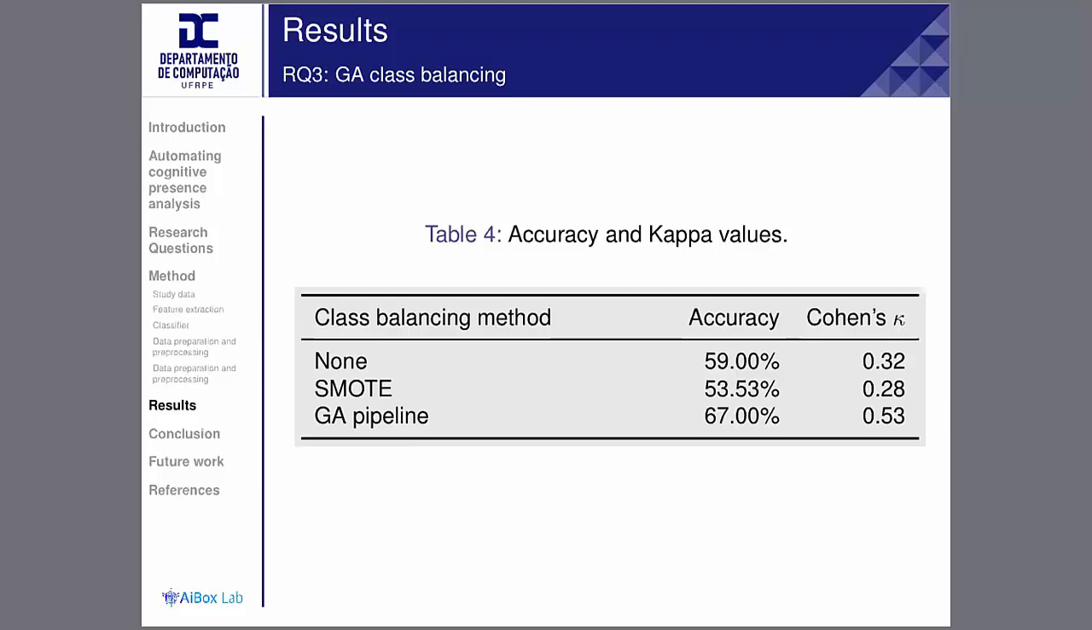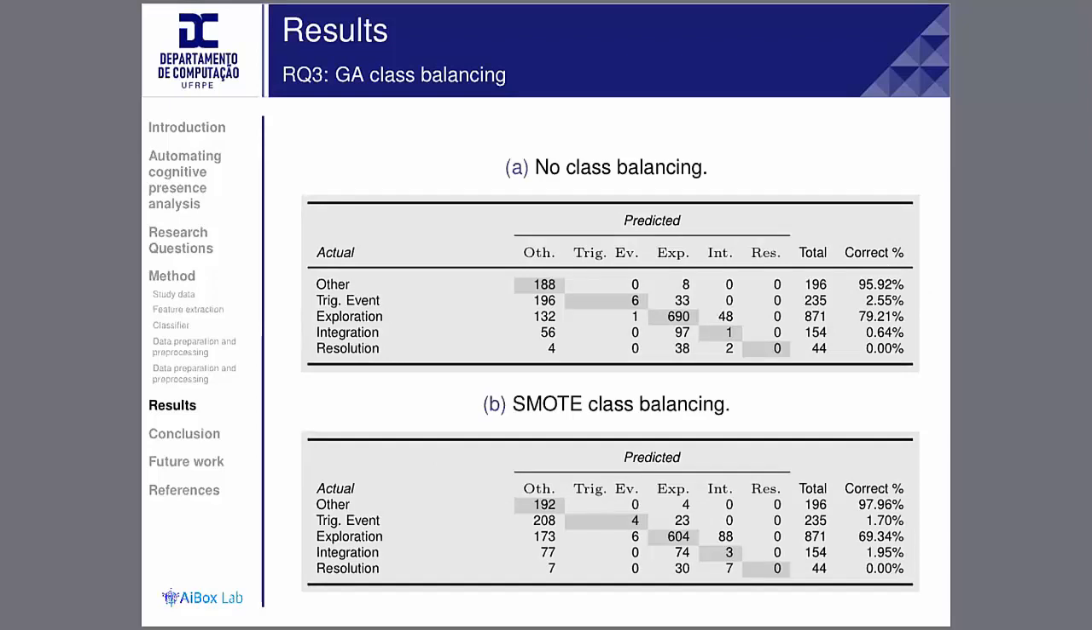As you can see, the method that was proposed here improved both performance metrics, and it is a good alternative to balance the datasets. Let's take a deeper look at the results. Here we have the confusion matrices of the no class balancing and SMOTE class balancing, right? As you can see, we have a similar behavior, a similar number of hits per class.